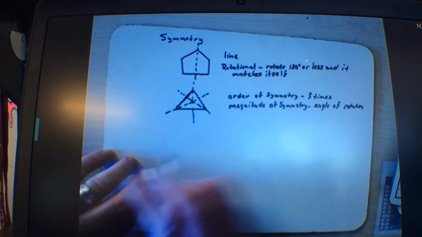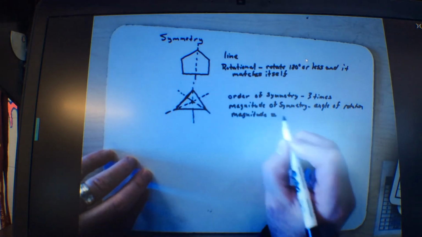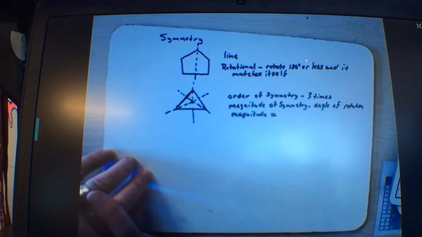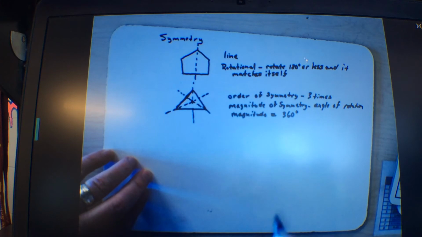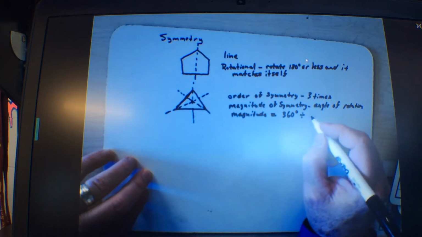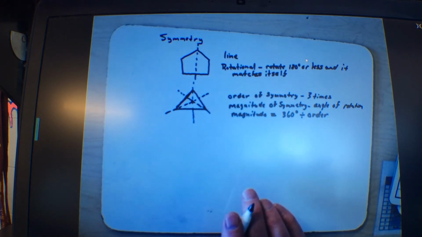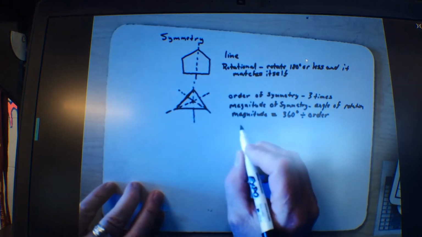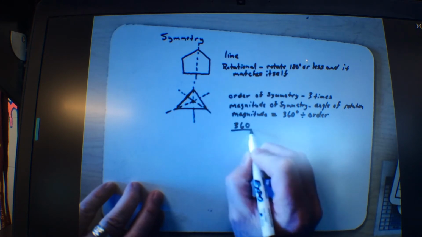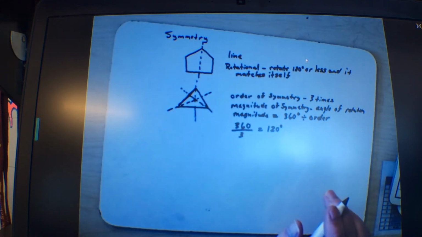All right. So I'm going to tell you something. The magnitude is equal, remember that Dylan said this was the size, so the magnitude is equal to 360 degrees, because that's the full rotation, divided by the order of symmetry. Okay? So in this particular case, it's 360 divided by what? 3. Which is 120 degrees. So the magnitude is 120 degrees.